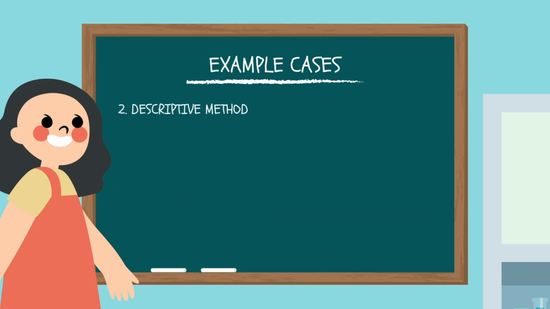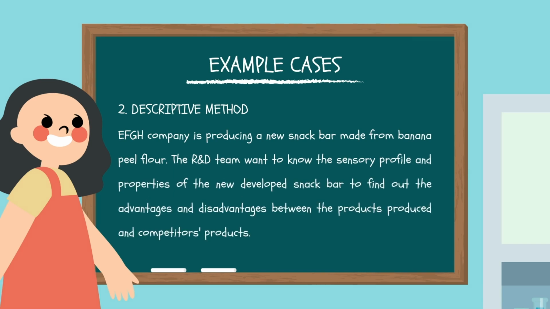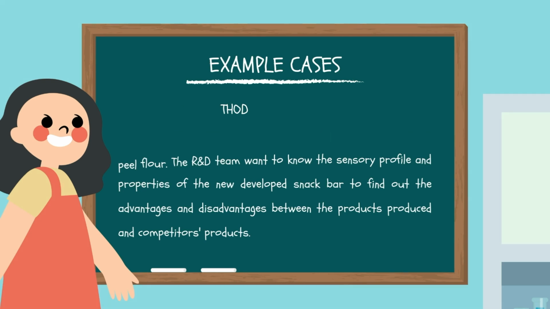A case example for the descriptive test: EFGH company is producing a new snack bar made from banana peel flour. The R&D team wants to know the sensory profile and properties of the newly developed snack bar to find out the advantages and disadvantages between the product produced and the competitors' products.